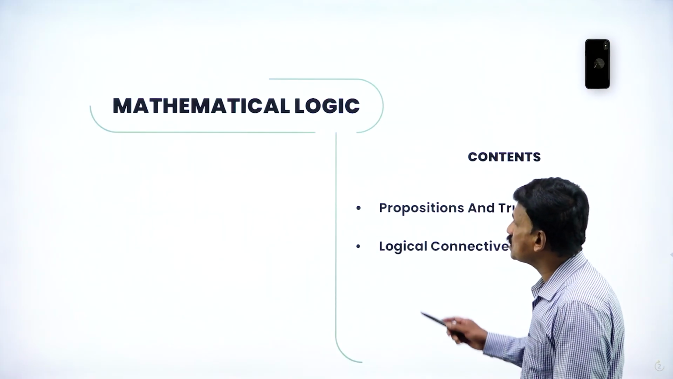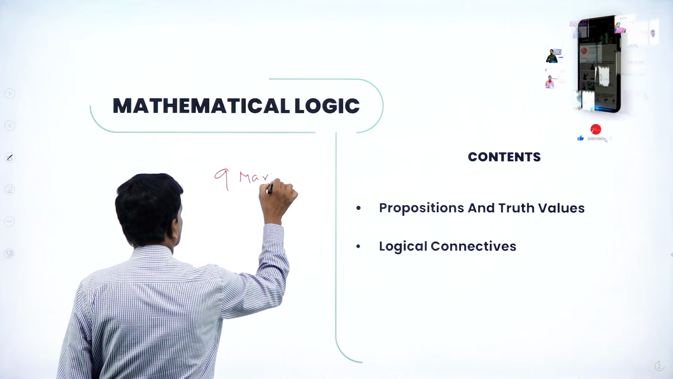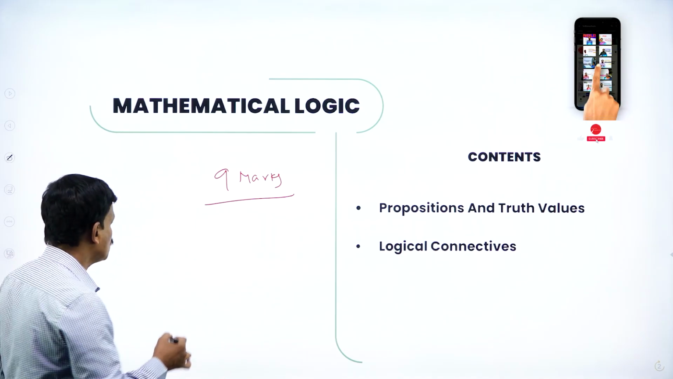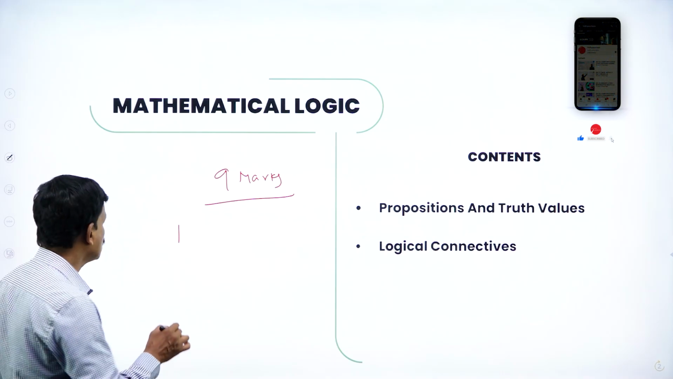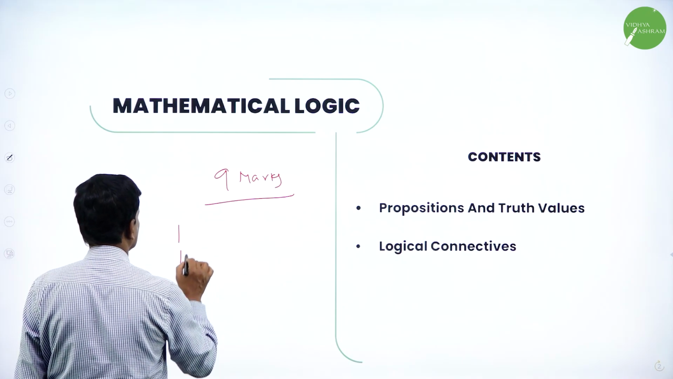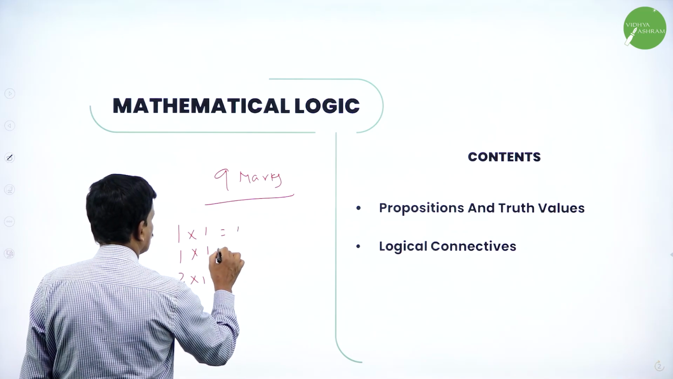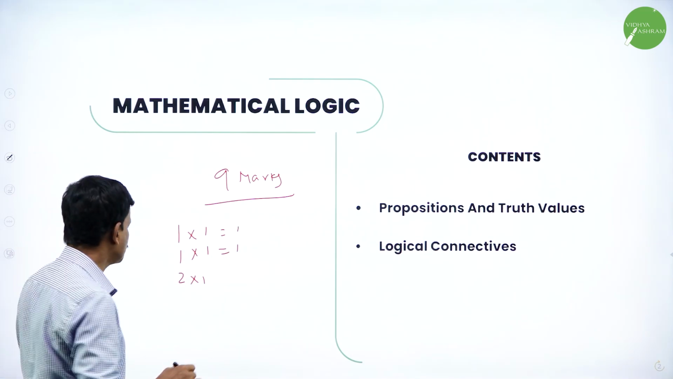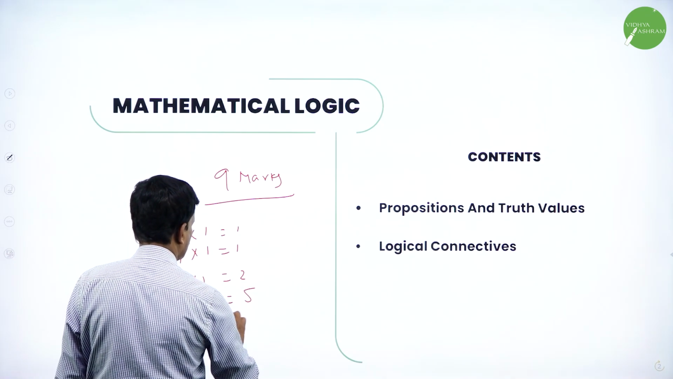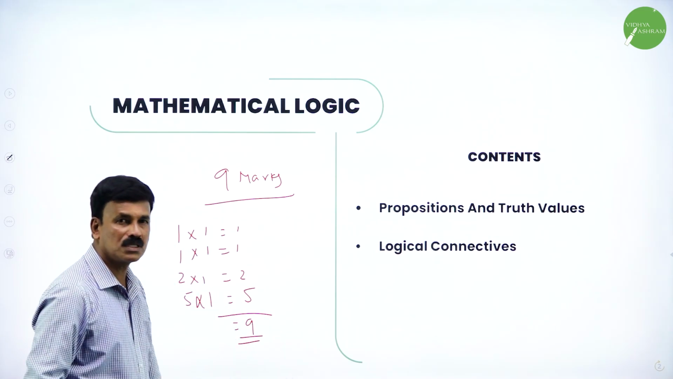So the weightage for this chapter is 9 marks, and very easily you can get 9 marks. Here in this chapter you can expect 2 one-mark questions, 1 MCQ and 1 short answer question, one 2-mark question, and one 5-marker question. So totally 5 plus 2, 7, 8, 9. So the total weightage for this chapter is 9 marks.